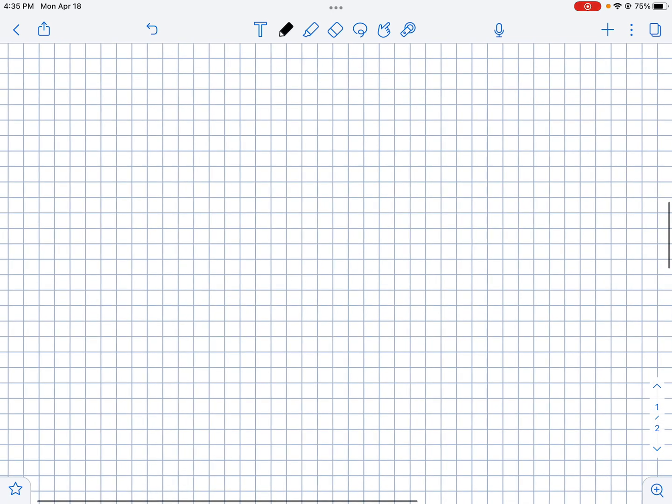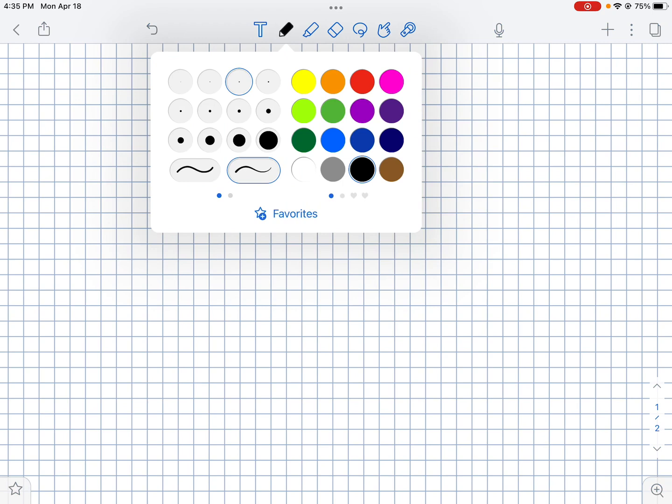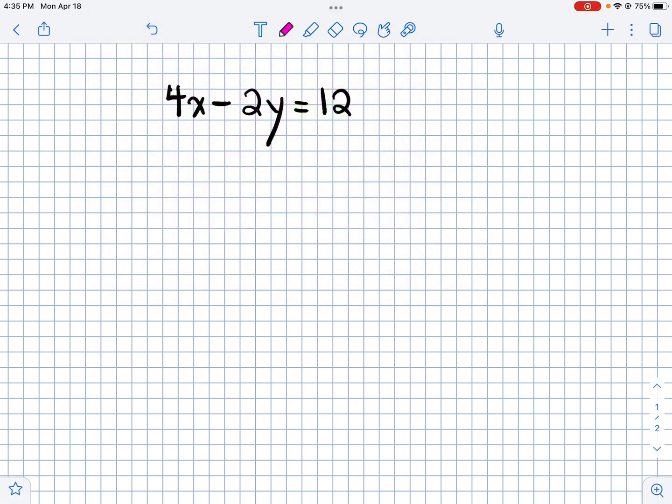I'm going to do another one. If you feel like you've had enough, feel free to stop it. Okay, I'm going to do 4x minus 2y equals 12. I'm going to put this in slope-intercept form.